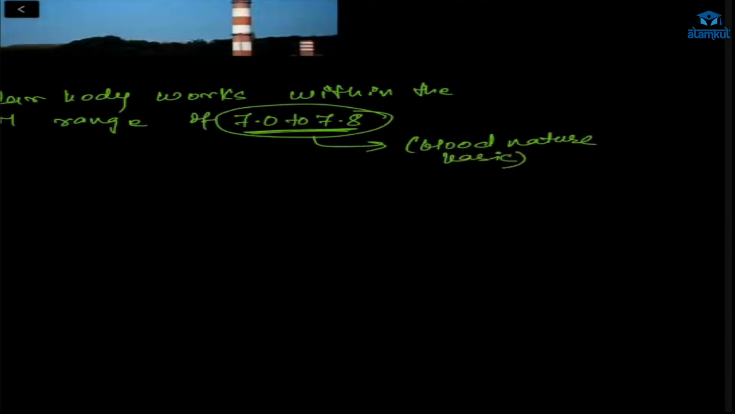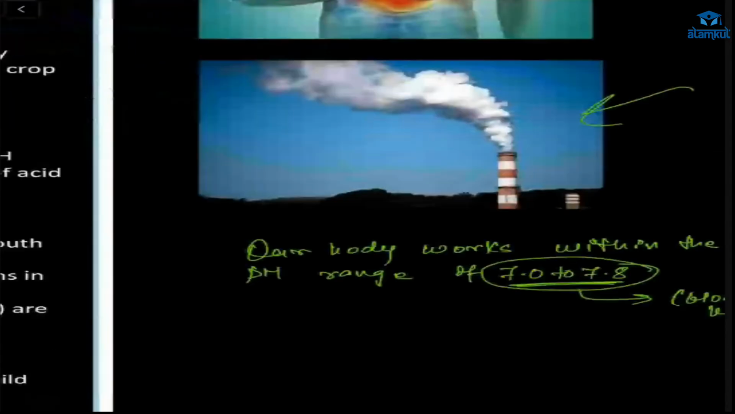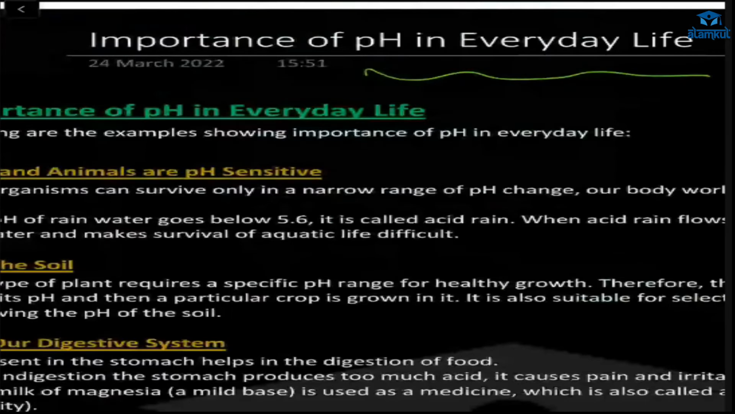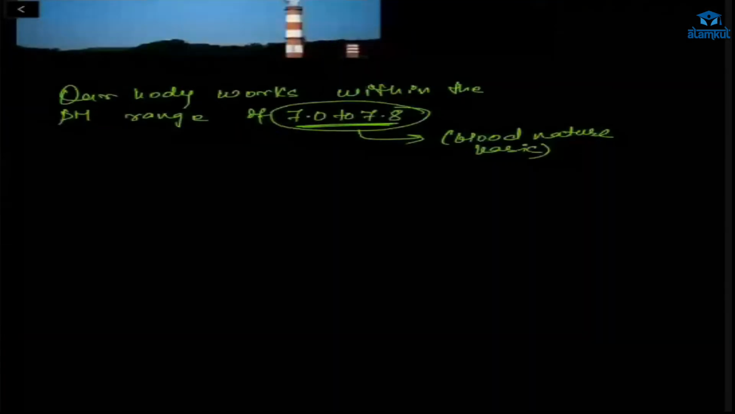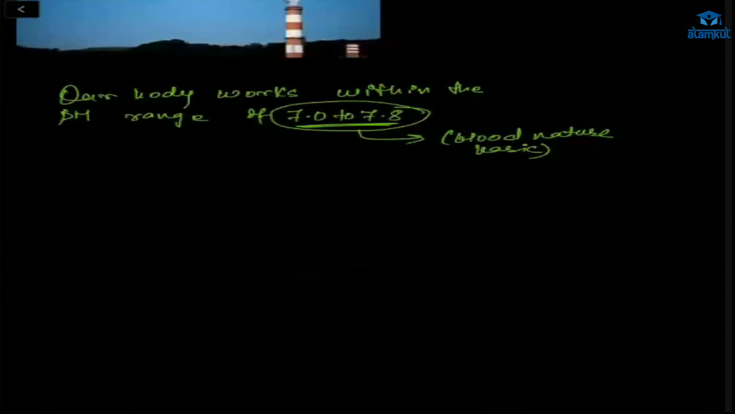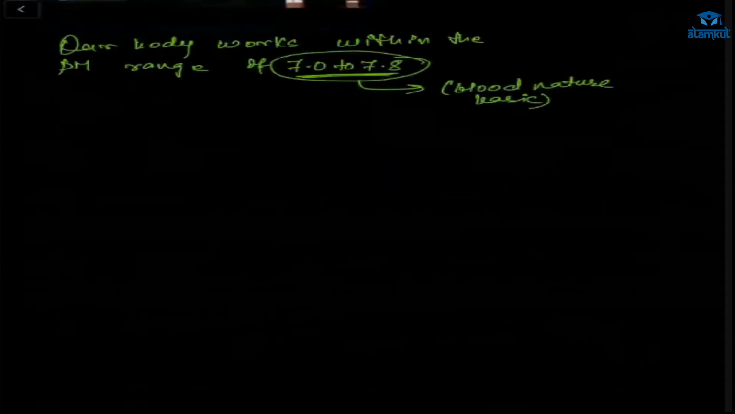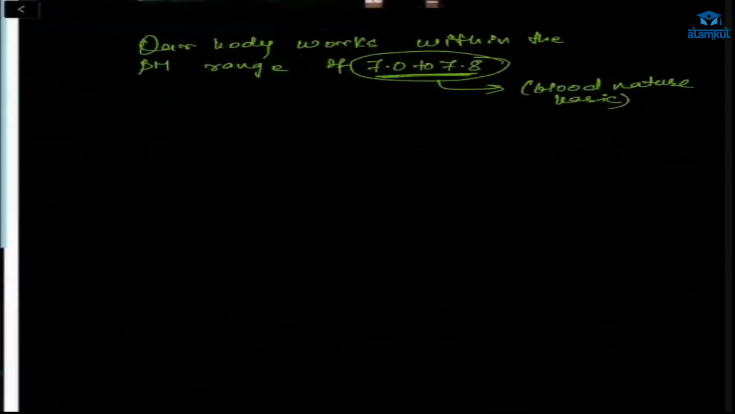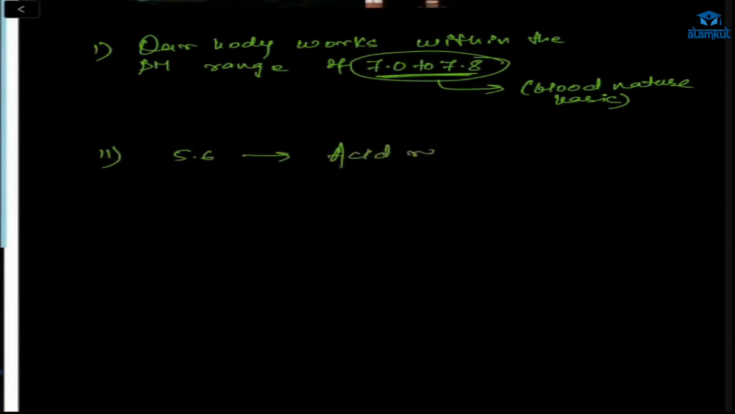Okay, so we are discussing the importance of pH in everyday life. Living organisms can survive only in a narrow range of pH change. And now the important one: when the pH of rainwater is less than 5.6, it means it is acid rain. And why is this rain called acid rain? Do you know? Any idea why? Because it is low pH.